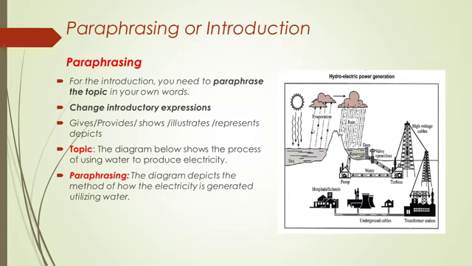Do you find any differences? The diagram is diagram. You need not change the diagram. Instead of shows, you can write depicts. Instead of process, you can write method. Instead of using, you can write utilizing water. And instead of production, you can write the electricity generated. Just a little bit of changes, okay? So that the examiner can understand that you have used your own words. So this is actually called paraphrasing, by which you can write while you are going to describe a diagram.